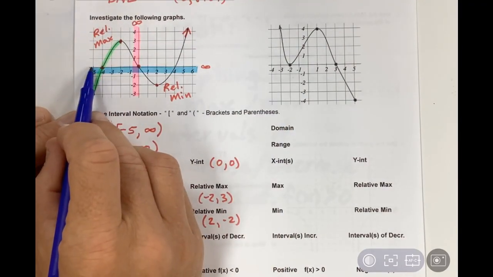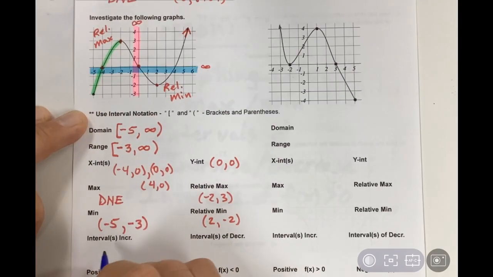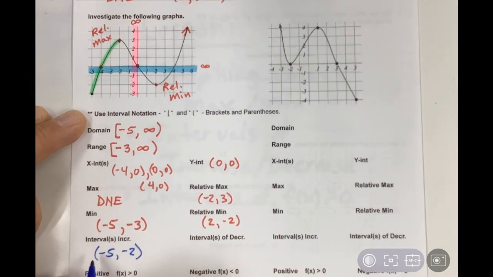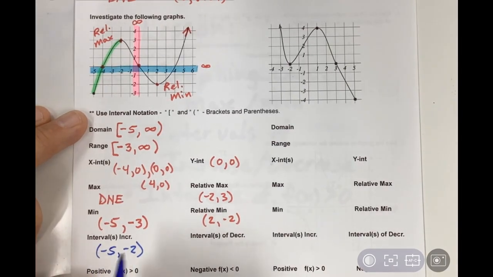Well, at -5 is when you started, and it kept going up till you got to -2. So this thing is an interval that goes from -5 over to -2. Now notice I'm using parentheses. This starts at -5. I do not want to include it because it is not going up. Okay? So therefore, I want to have -5, -2.